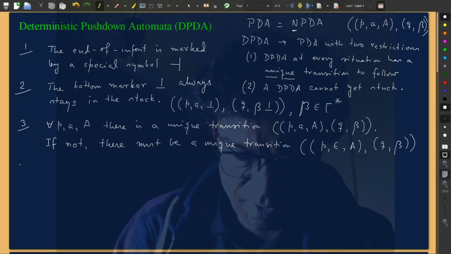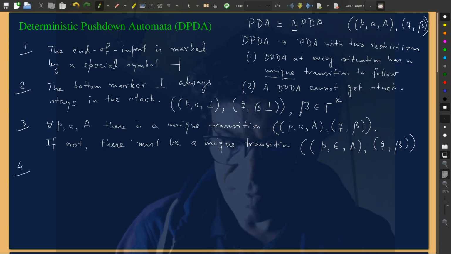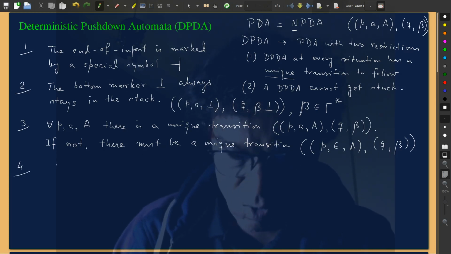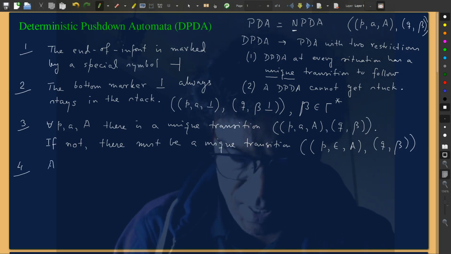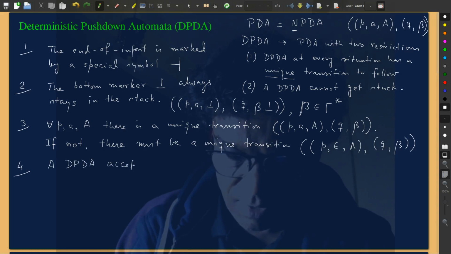The stack never gets empty, and therefore acceptance by empty stack is not very relevant. So I assume that a DPDA accepts by final state.